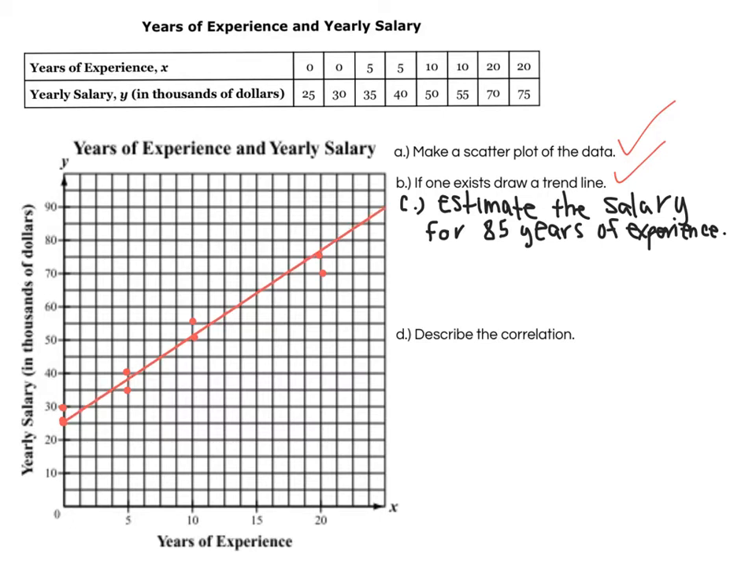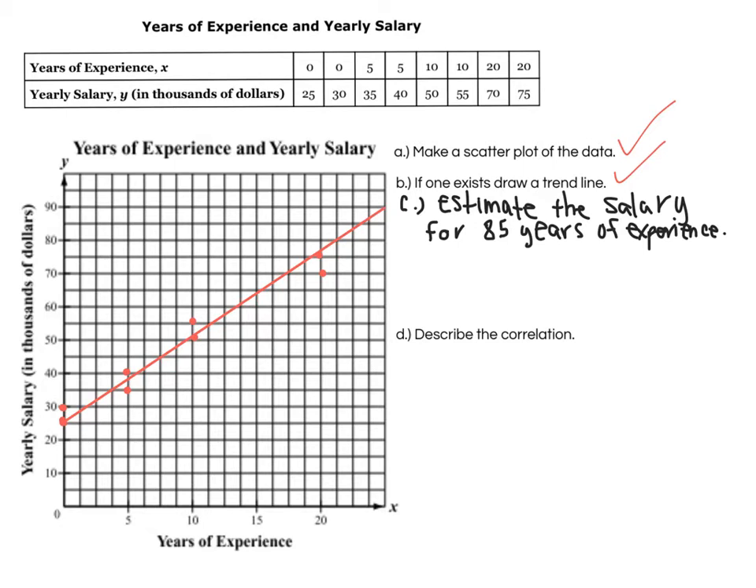Okay. Alright, so I'm hitting about 3 of my points, and there's 3 points above my line, 2 points below my line. This looks pretty good. If yours was a little bit different than that, that's okay. The trend line is just an estimate, so it should be something like this. So that is letter B.